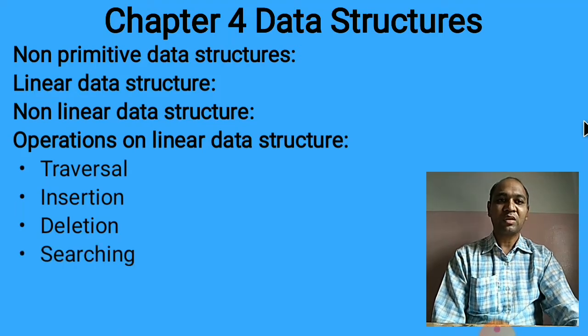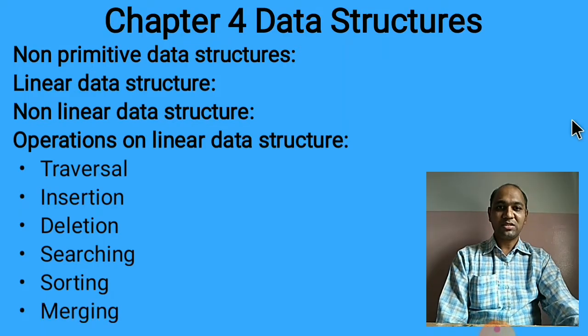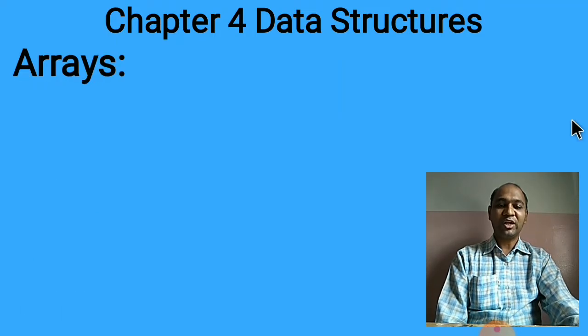Next, searching. Searching is a process of finding a particular data item in a particular location. Sorting. Sorting is a process of arranging the data items either in ascending or in descending order. Next is merging. It is a process of combining the data items of two structures into a single data structure, is called as merging. Next we'll continue with arrays.